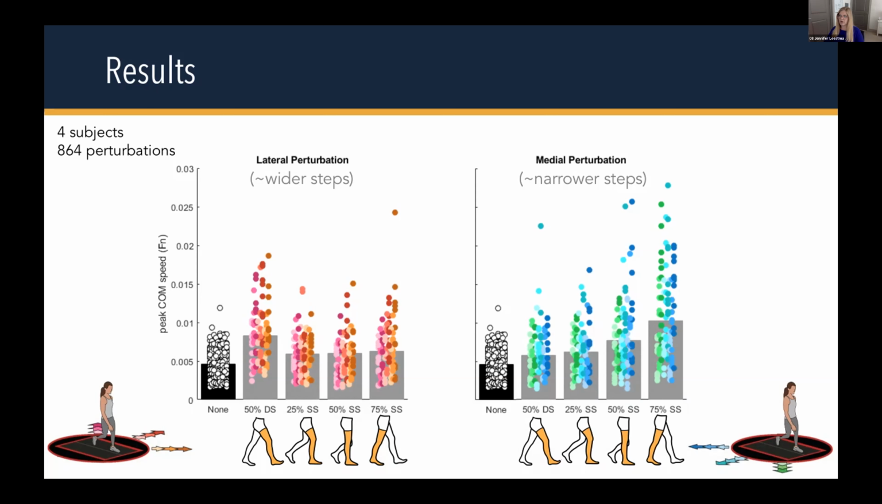And just as a reminder, our hypothesis was that there would be no interaction between timing and the direction of the perturbation, and we were expecting 50% double stance across both types of perturbation trials to be the most destabilizing or show the highest peak center of mass speed. A brief insight into why we think this might be has to do with the tolerance and the ability to perform a widening step maneuver in comparison to a narrower step. And I'd be happy to chat more about that in the question period or in spatial chat after.